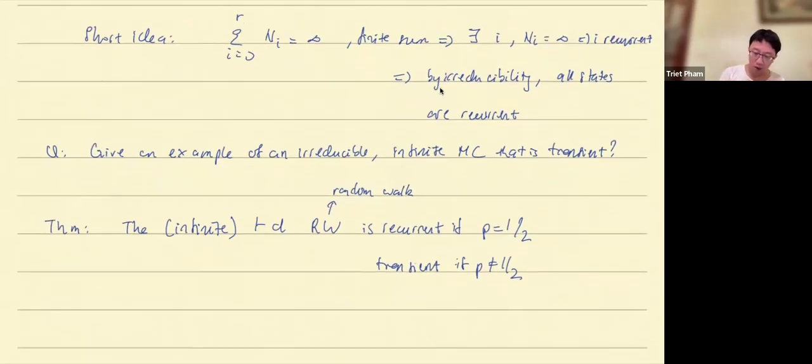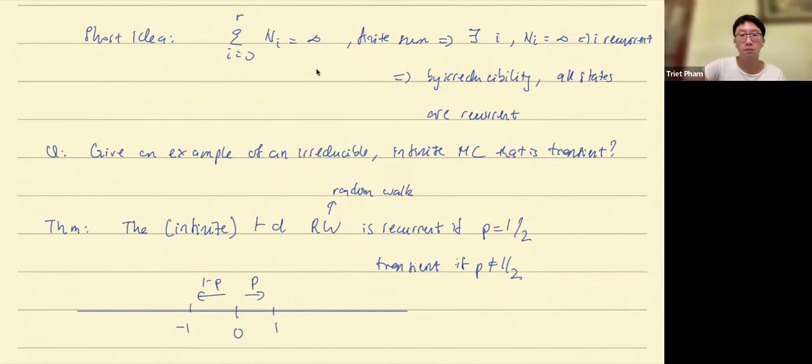And what's a 1D random walk? I think this is well known enough to a lot of folks. So basically, the convention is you start at 0. At each step, you move to the right with probability p, and you move to the left with probability 1 minus p. Okay, so that's a one-dimensional random walk.